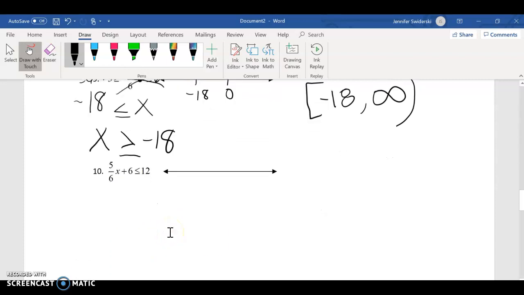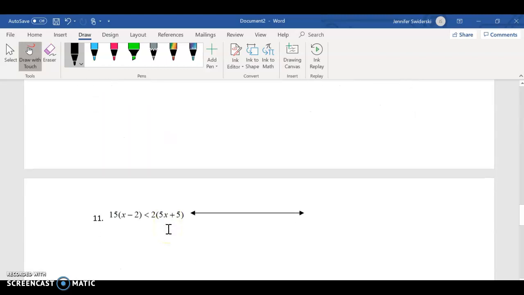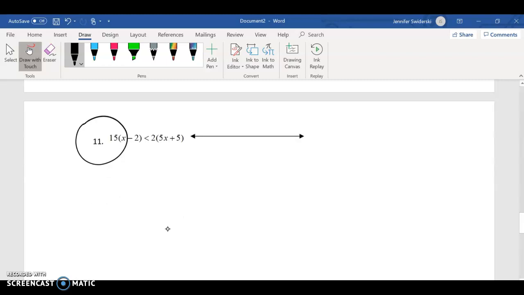All right, I'm going to have you guys go ahead and try number 10 on your own. So freeze it, try that on your own. And I'm also going to have you guys try number 11 on your own. All right, so 12 and 13.